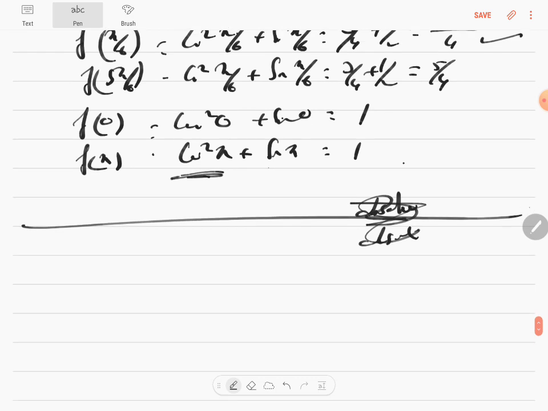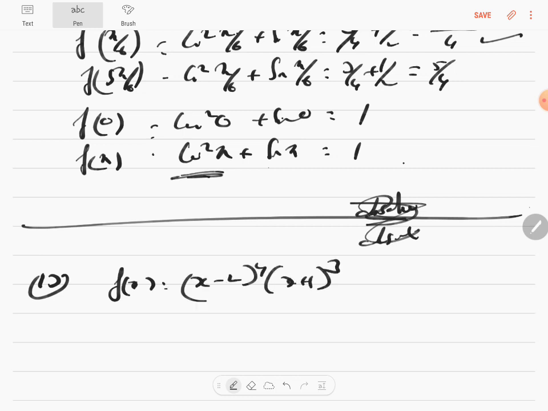It's the 13th sum. The question is f of x is equal to (x minus 2) the whole to the power 4 into (x plus 1) the whole cube. The question says maxima, minima and inflection. We'll come to maxima, minima first. We know what maxima, minima are, so we'll do maxima, minima.